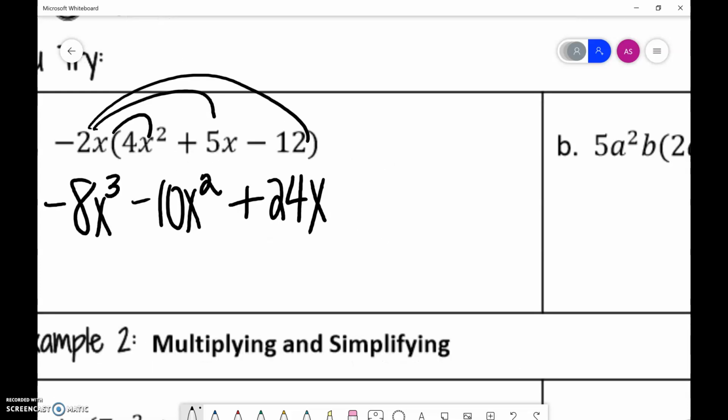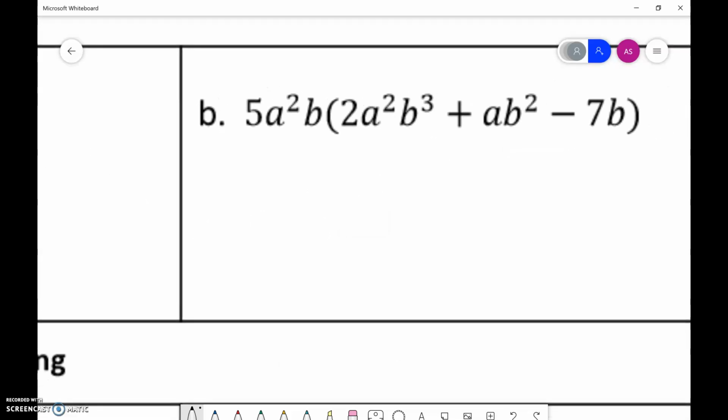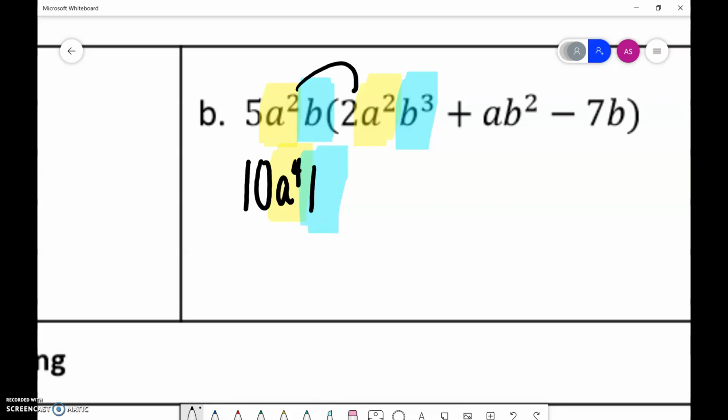All right. Now this next one, you have multiple variables, but it's still the same concept. Multiplying my coefficients and adding my exponents. So I have 5a squared b times 2a squared b to the third. So I have 5 times 2. That's going to give me 10. Now remember, I add the exponents with the same variable or the same base. So this is going to be a to the fourth. Then I'm going to have b to the first power times b to the third power, and that's going to give me b to the fourth power.